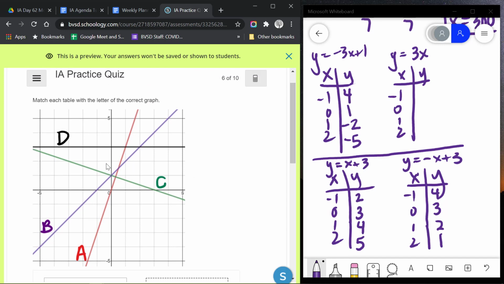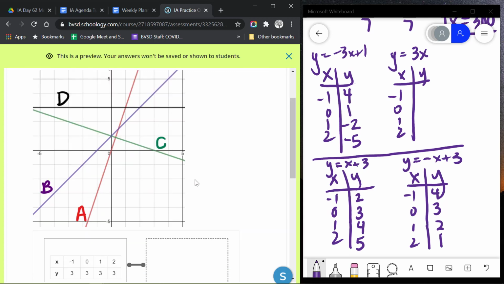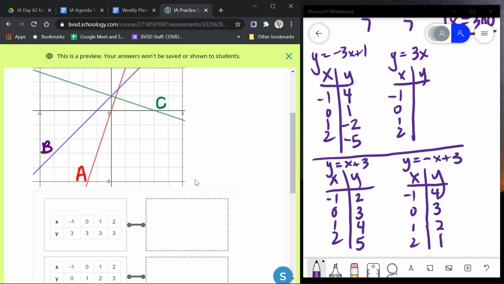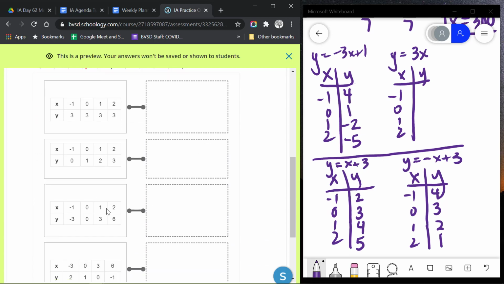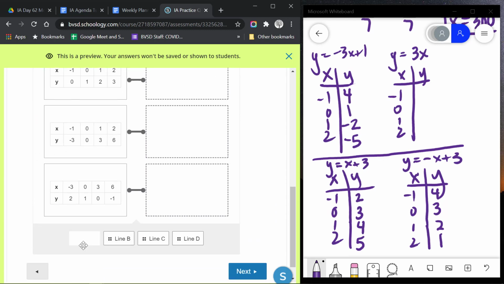So let's think of what the table is going to look like for each one of these. For A, I'm looking for a table with 0, 0 in it. And what's another point I could look for? 1, 3 is also a point that's going to be in the table for line A. So 0, 0, and 1, 3. That's right here. So I know that this one goes with line A.